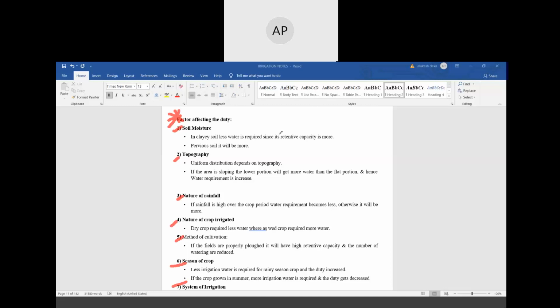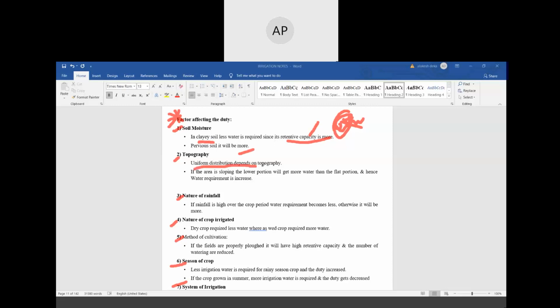So what is soil moisture? In clay soil, less water is required since its retentive capacity is more. Why? Because in clay soil there is already lots of water, so no need to irrigate. That means the retention capacity is more. And this affects duty. In previous soil, it will be more.